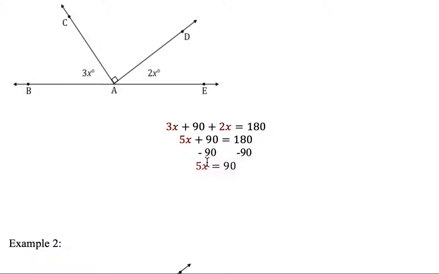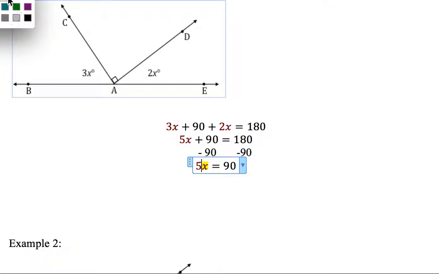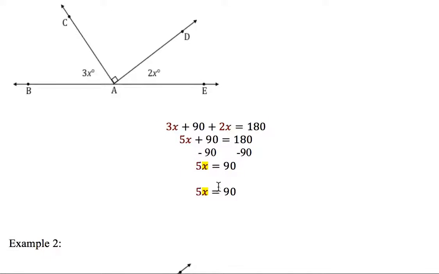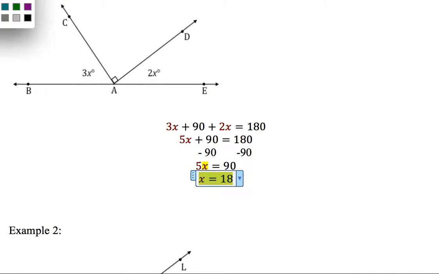So I'm almost done, but in order to isolate my variable x, I'm going to need to divide both sides by the coefficient, and the coefficient here is 5. So if I divide 5x by 5, I just get x. And if I divide 90 by 5, I get 18. And so here, my final answer is that x equals 18.